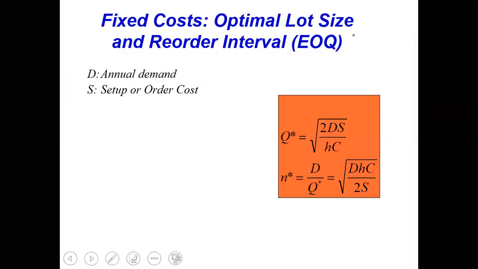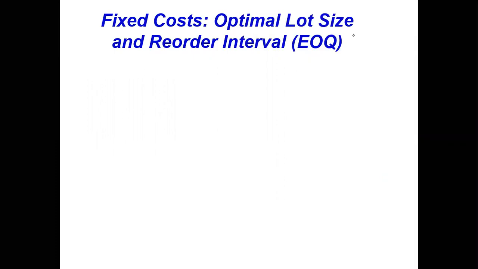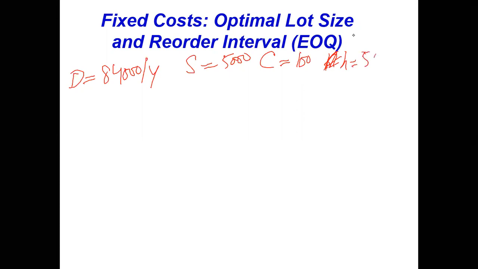Okay. So now, getting back to that question which I gave you for practice. Demand was 84,000 per year. Then we have ordering cost, which was 5,000. Then we had material cost, which was 100. And then we had holding cost, which I think was 50%.